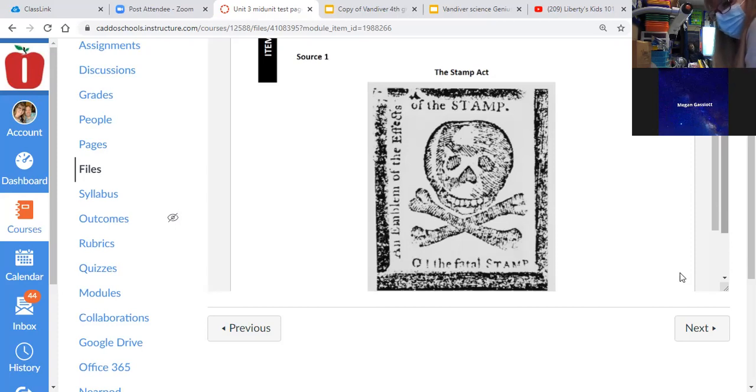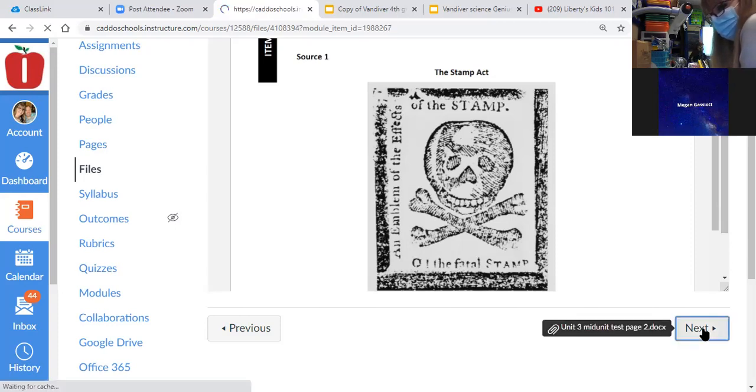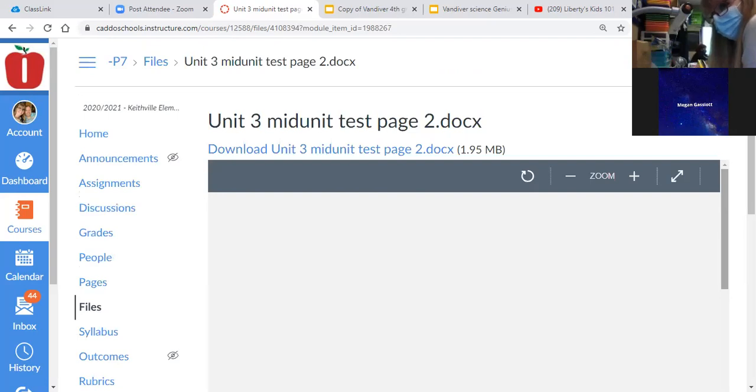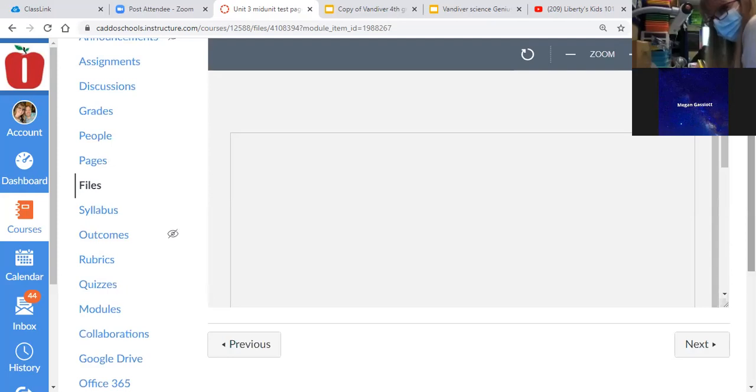All right, hit next. Let's get to source 2. Because question 3 asks us about source 2. So you must get to source 2. Is anyone else's stage loading? No. Okay, I just did it.